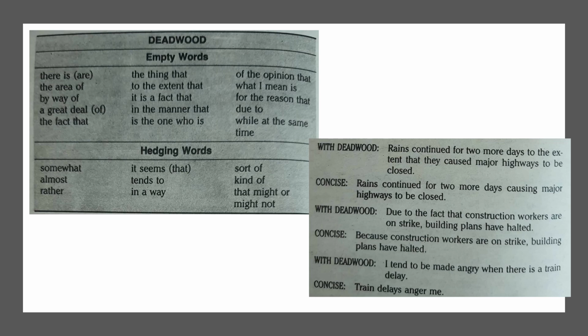So which words were removed? We have here "to the extent that they." The removal of these words did not affect at all the meaning of the sentence. So these words here are examples of empty words, examples of unnecessary or non-essential words.